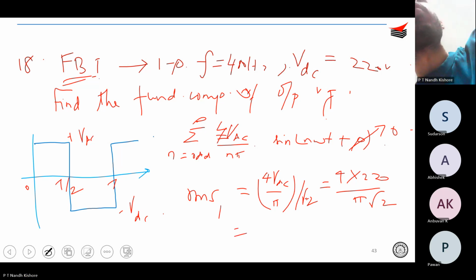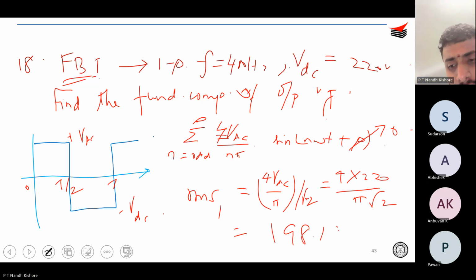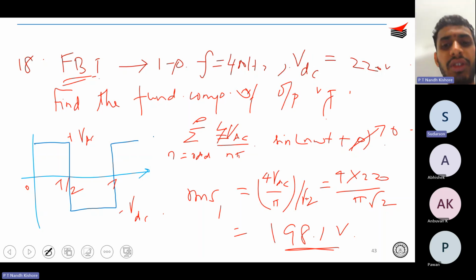If anyone solves it, you can tell me the answer or I need to do it. 4 into 220 by 1.44. So it is around 198.1 volt. Okay. So it's single phase. Good. VDC is also given.